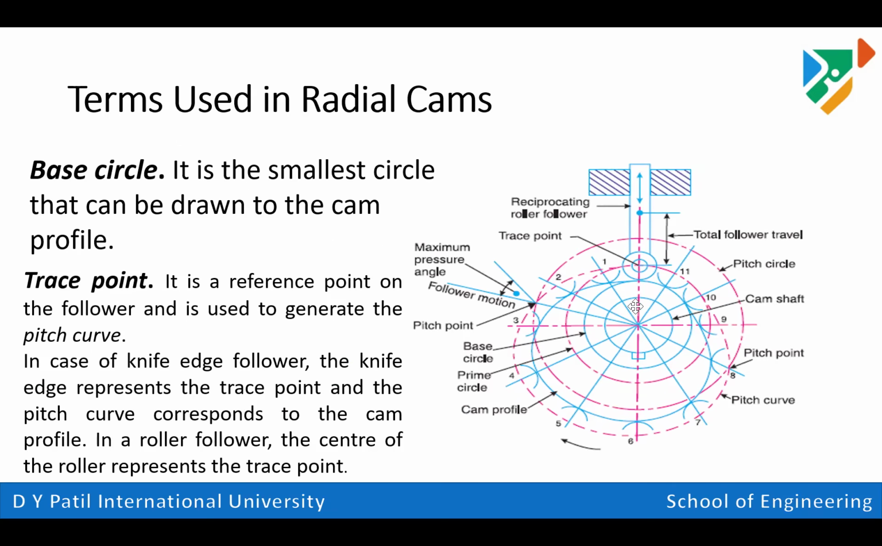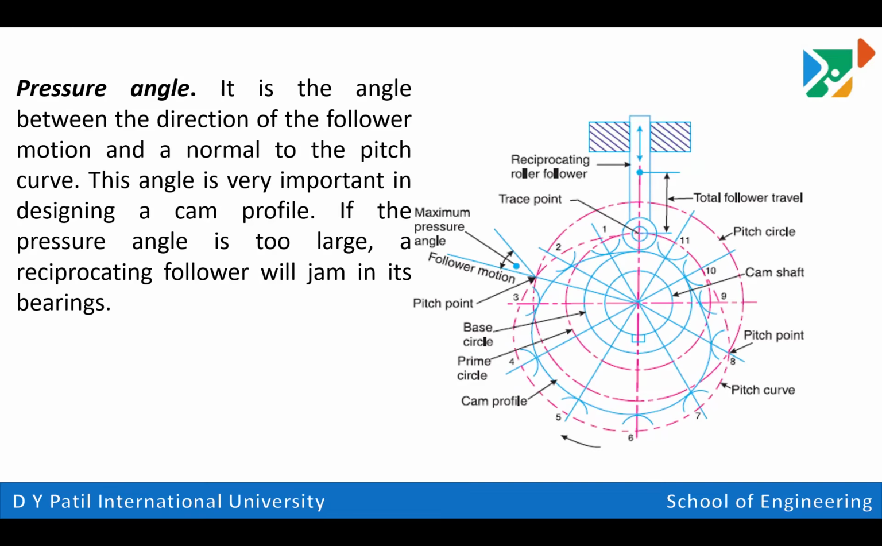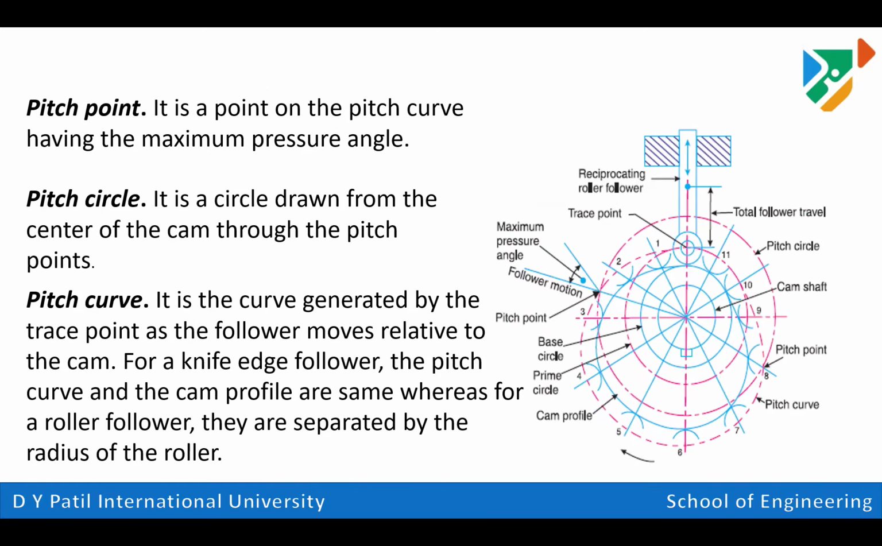Then next we have pressure angle. Now what is the pressure angle? It is the angle between the direction of follower motion and the normal to the pitch curve. That angle is the pressure angle. This angle is very important. If it is too large, then the reciprocating follower will jam in its bearing. So to avoid this, the pressure angle value for this cam profile is around 21 degree to 25 degree.